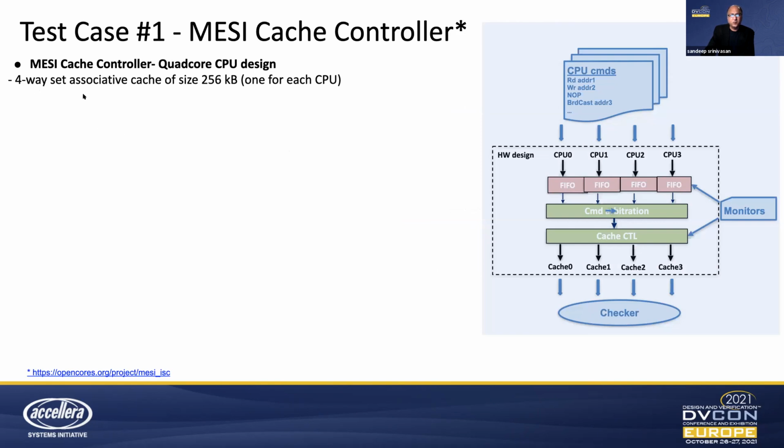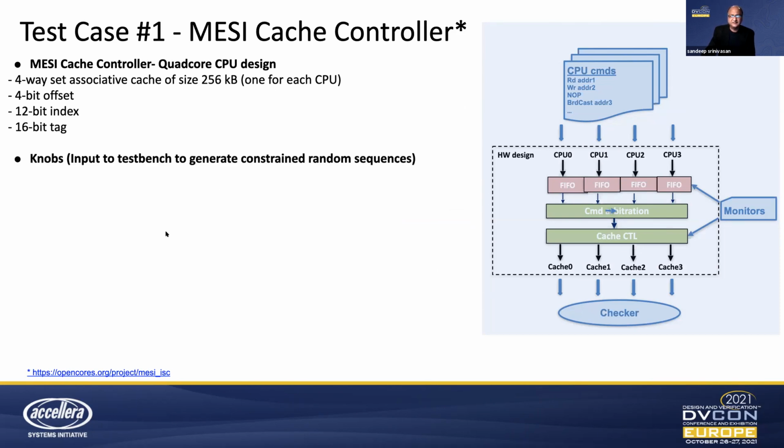And it's a 4-way set associative cache of size 256 KB, one for each CPU. It has a 4-bit offset, 12-bit index, and a 16-bit tag. And this design is available at opencores.org. And I'll also share, we've put this design up on our website for you to try this experiment live.